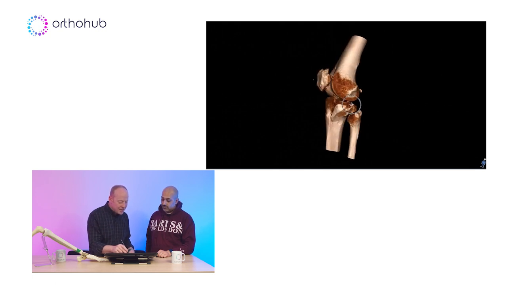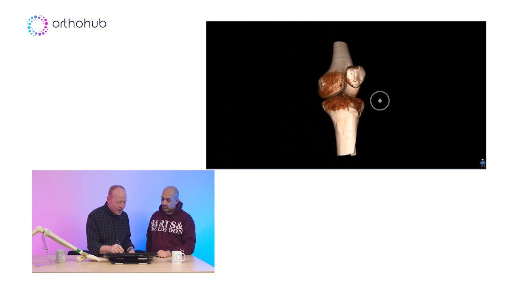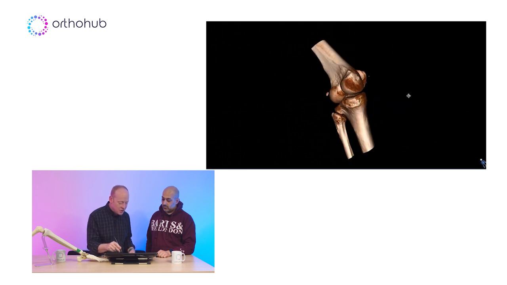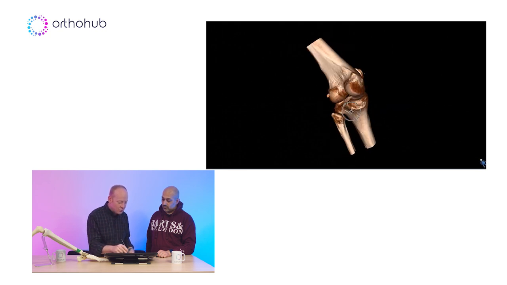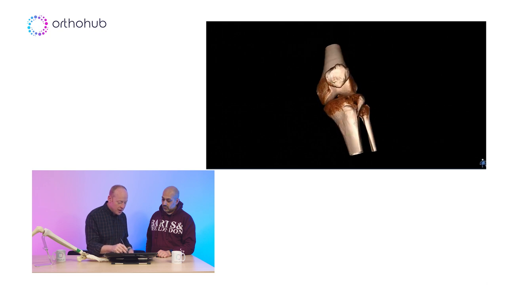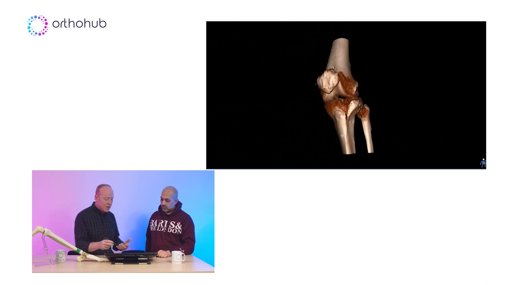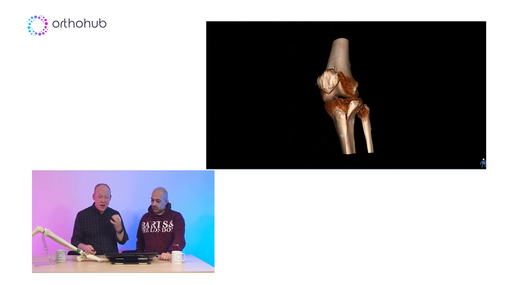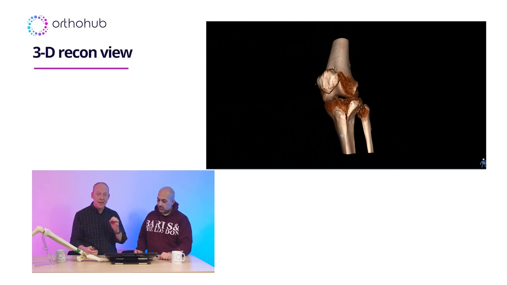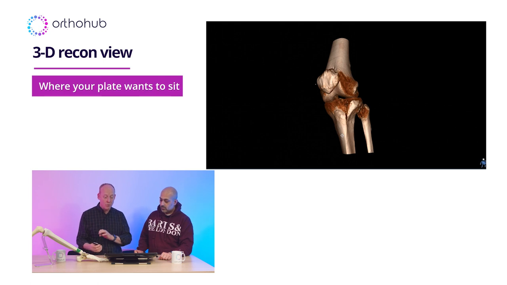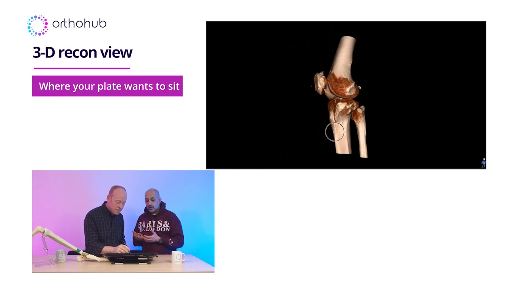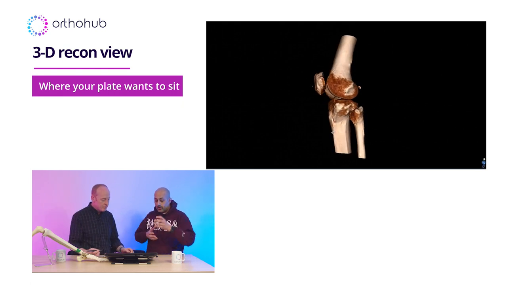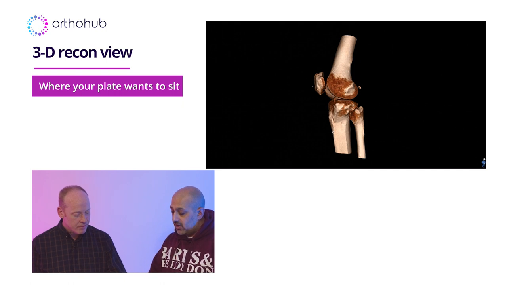What do I actually get from the 3D recons? I must say, in a Schatzker 2 situation like this, I don't get a great deal because I've kind of got everything I need from the other views. The thing I find really helpful for 3D recons is where your plate's going to go, where the plate's going to sit. You can almost lay the plate on in your mind's eye. It's almost as good as having a 3D print of a model in front of you to look at. And that's why it's good.